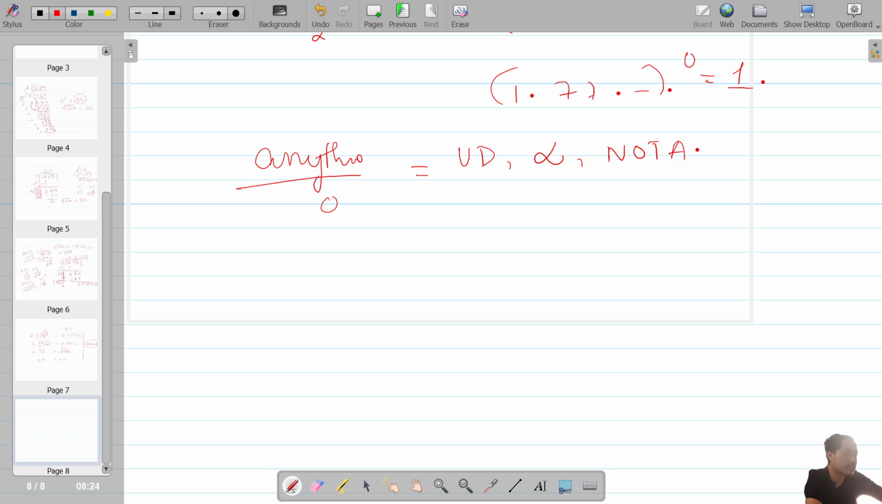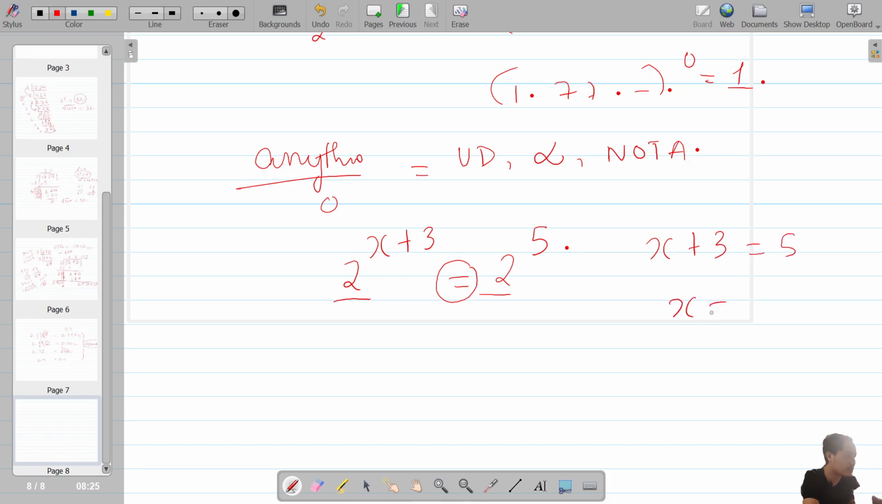Properties, yes, same base. Suppose you get a equation like 2 to the power x by 3 equals 2 to the power 5. When the base is the same and there is an equal to sign, you can always equate the powers. That means x will be equal to 2. So this is possible only when the base is the same and then you have an equal to sign.